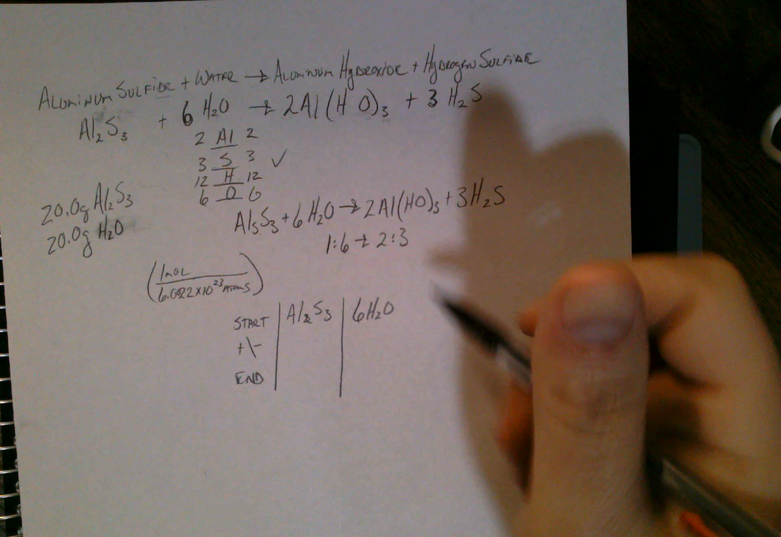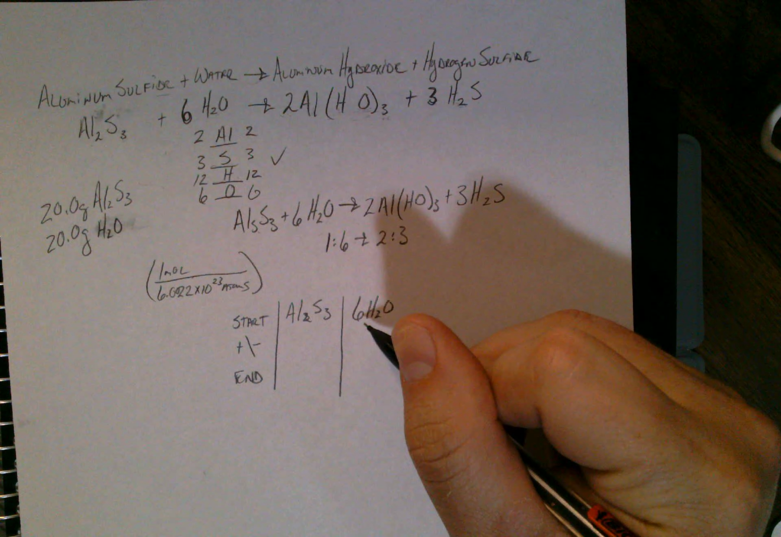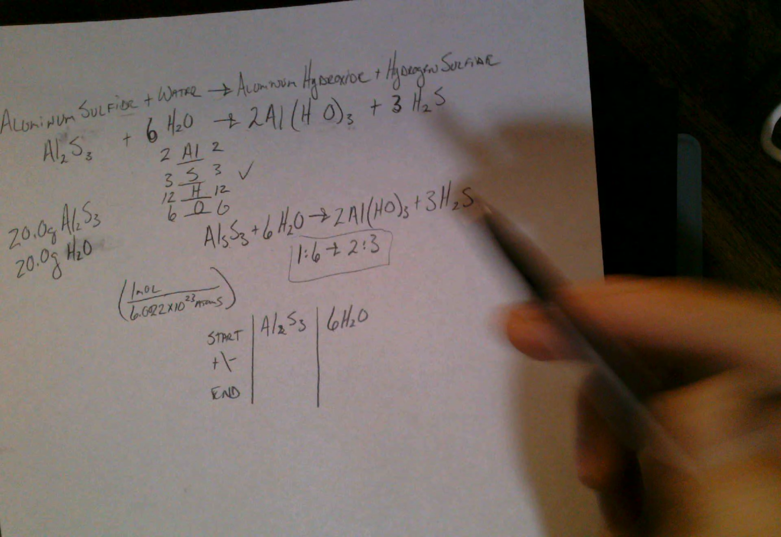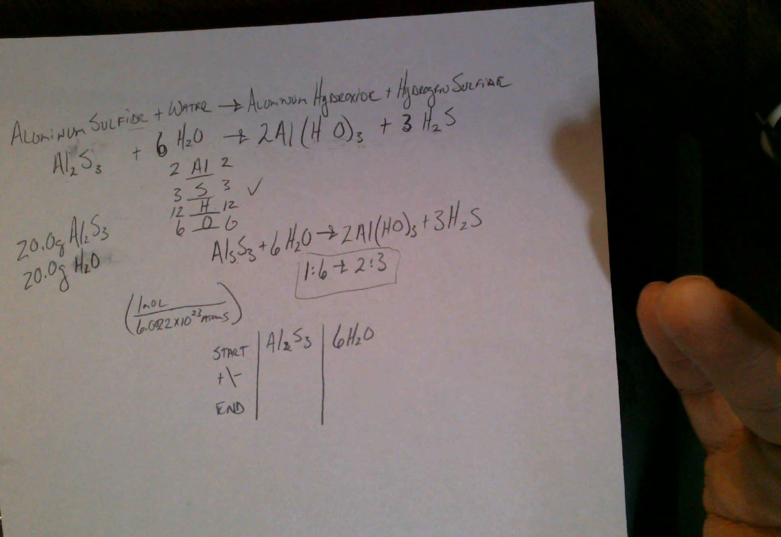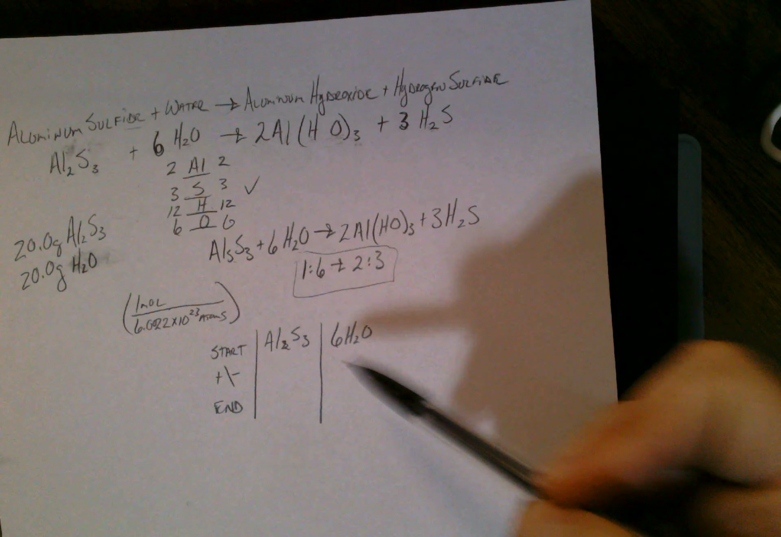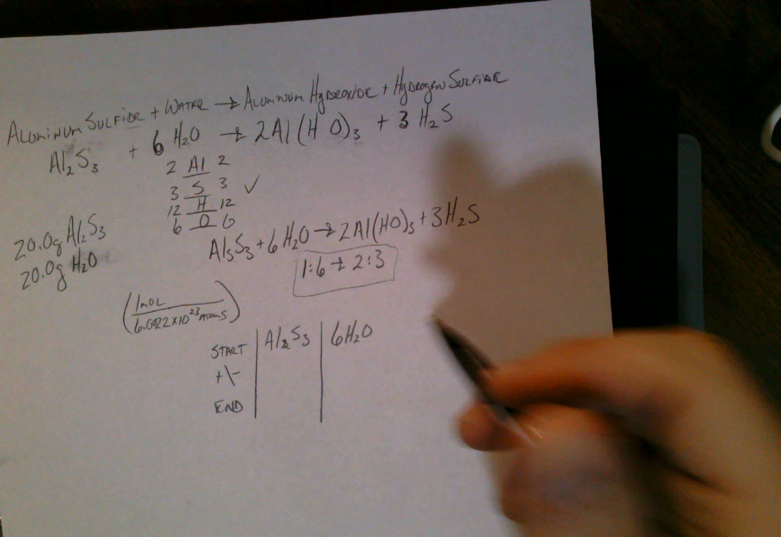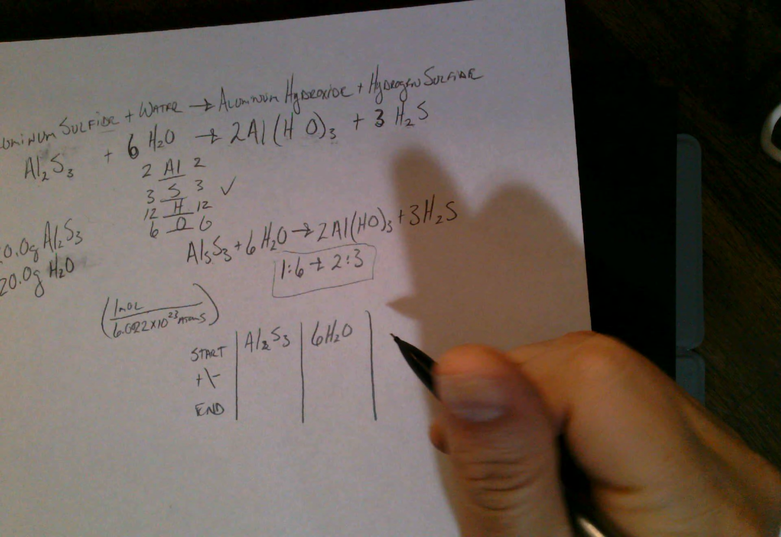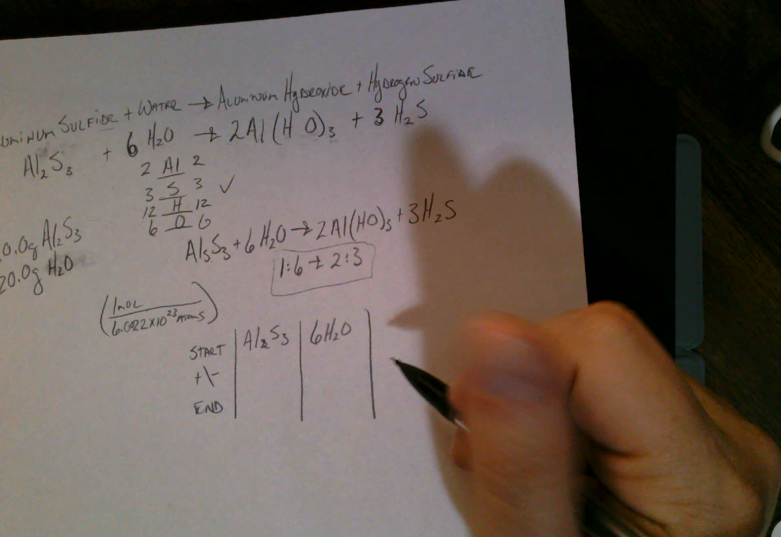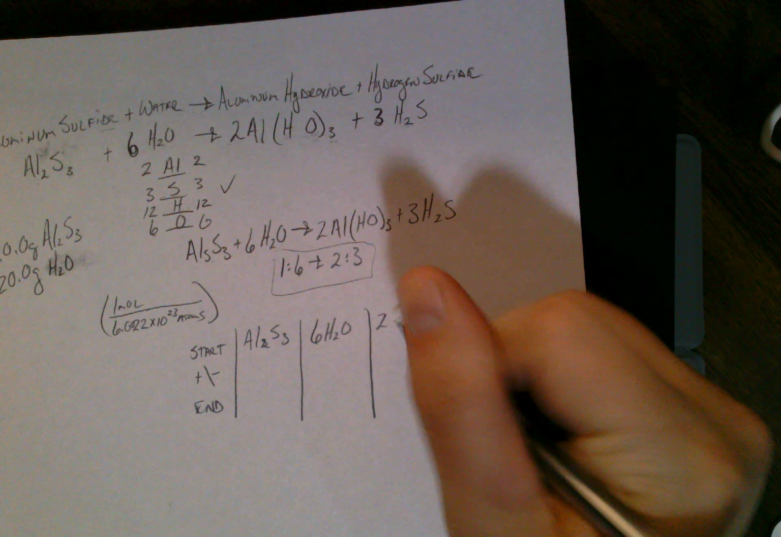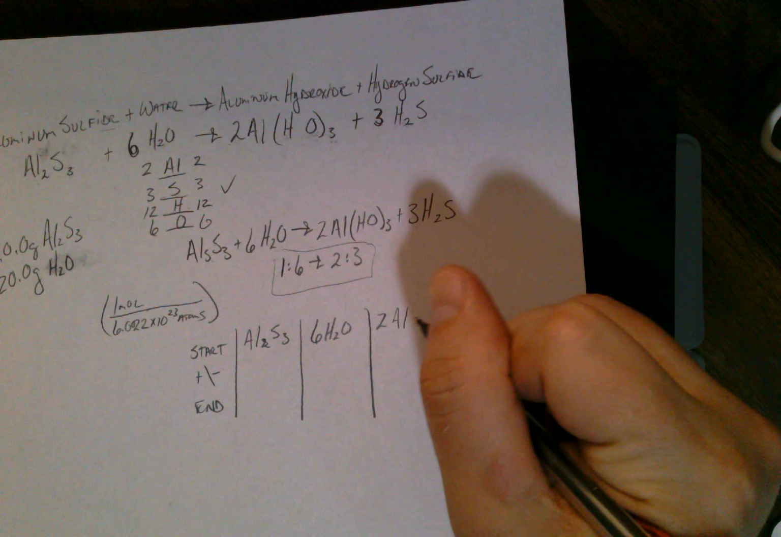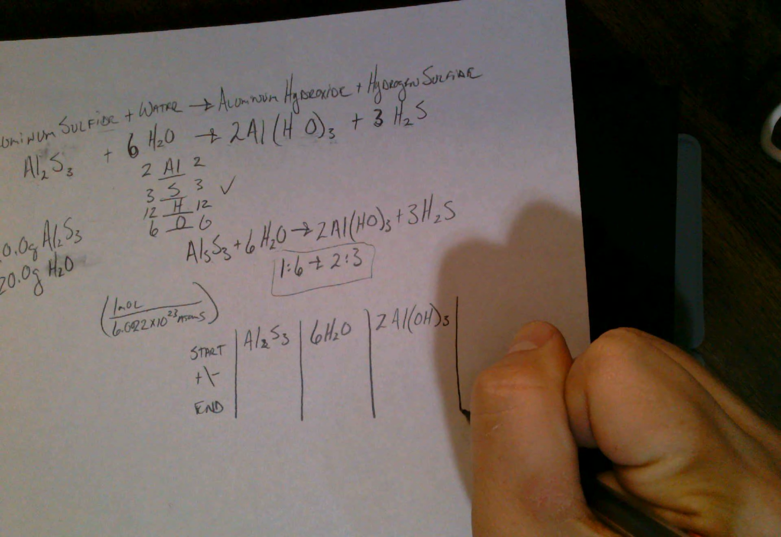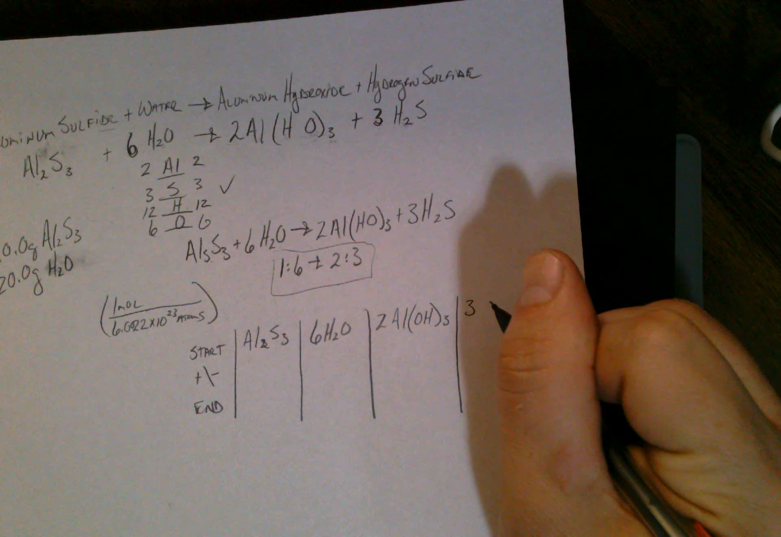You want to add the coefficients in here too. It's not going to be super relevant right away, but it will just remind us that ratio of how things should match up. So it's good to have that in your table. So that's our H2O. Now we're going to go ahead and add our aluminum hydroxide, which we have a 2 ratio of that. Aluminum OH3. And last, we have 3 hydrogen sulfides, H2S.